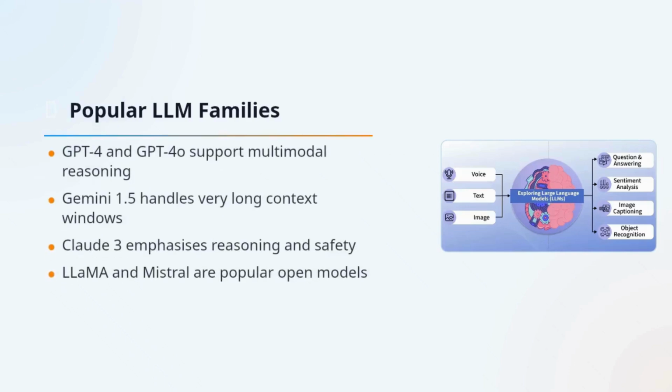There are many important LLM families in the current AI landscape. GPT-4 and GPT-4o are known for strong reasoning and multimodal capabilities, while Gemini 1.5 is noted for very long context handling. Claude 3 focuses heavily on reasoning quality and safety, and open models like Llama 3 and Mistral are widely used in research and startups. Different models are preferred depending on the task and deployment needs.